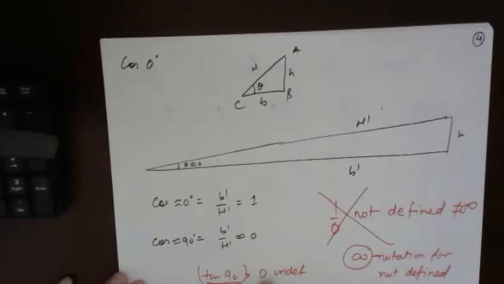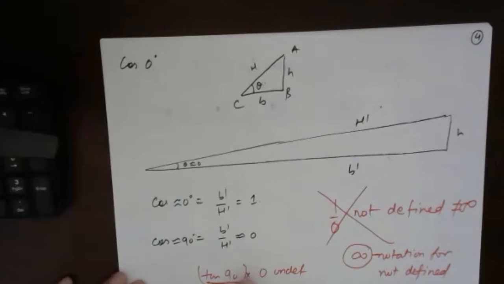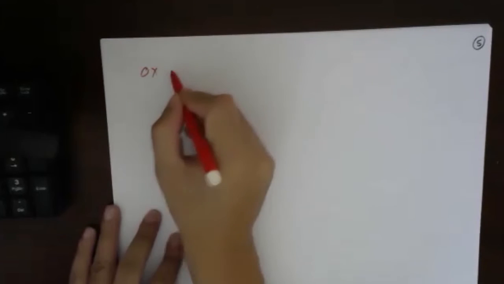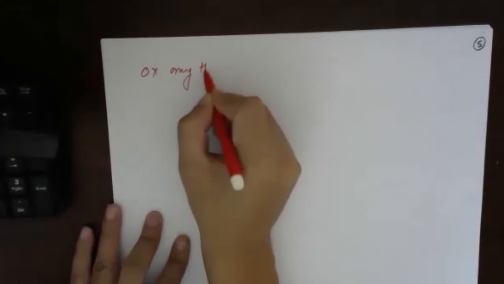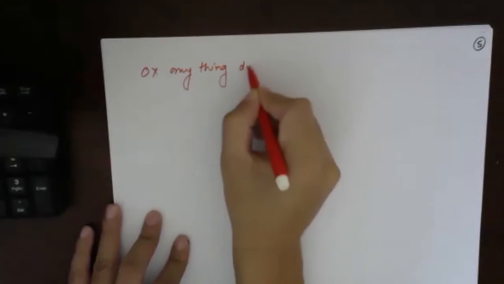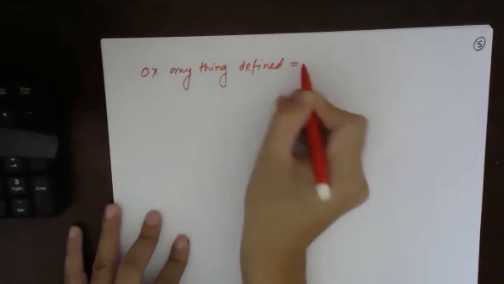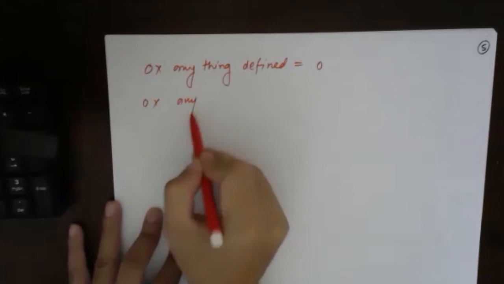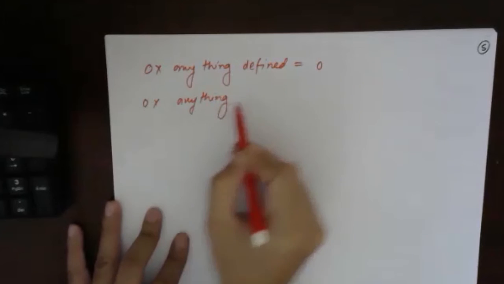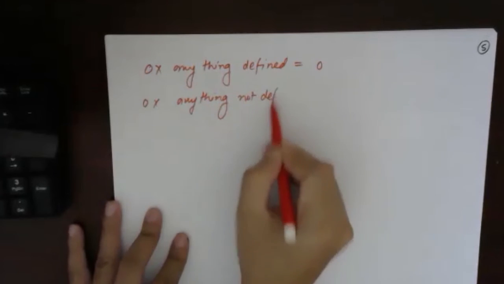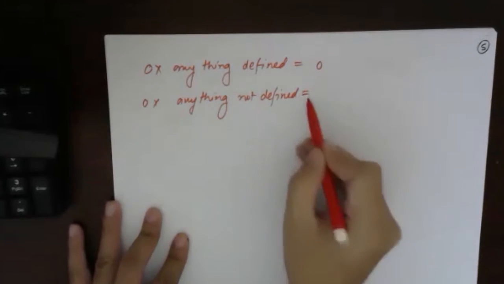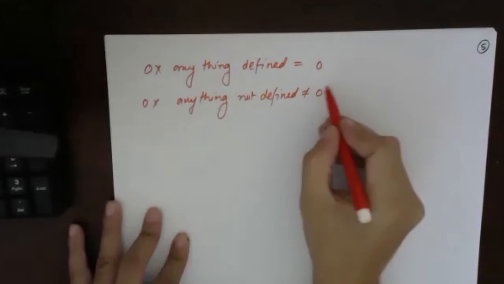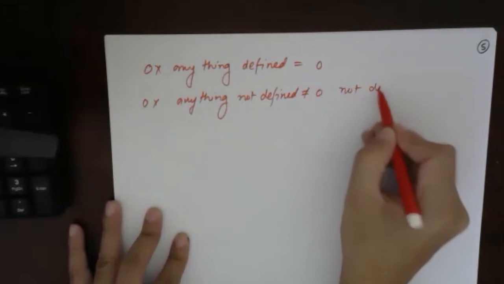No, anything multiplied with 0 is 0 when the thing is defined. 0 into anything defined is equal to 0. 0 into anything not defined is not equal to 0, because this whole thing becomes not defined.